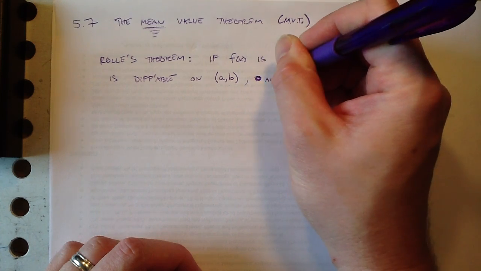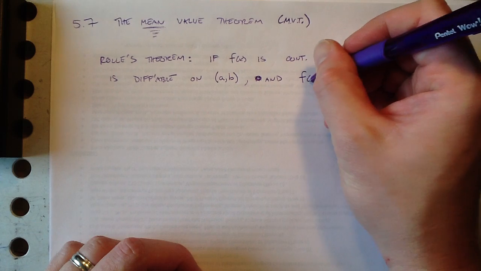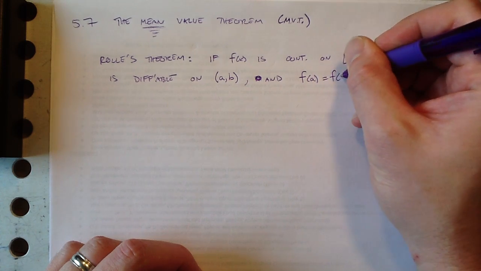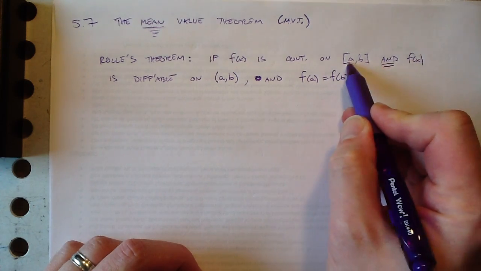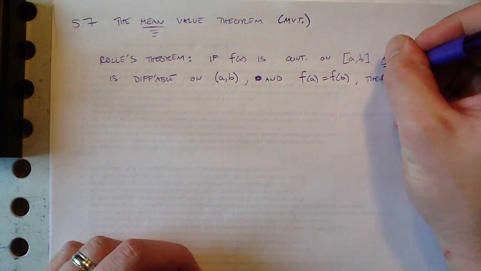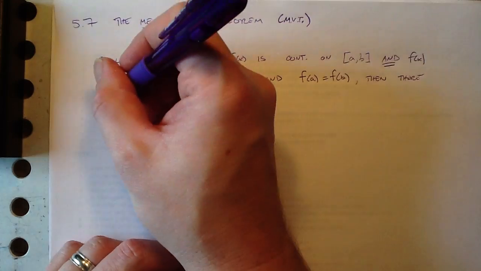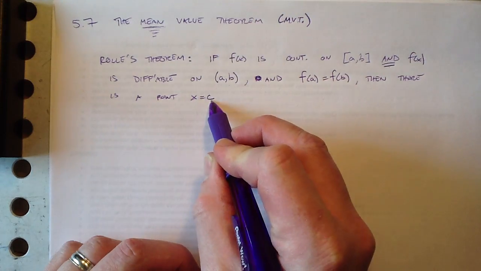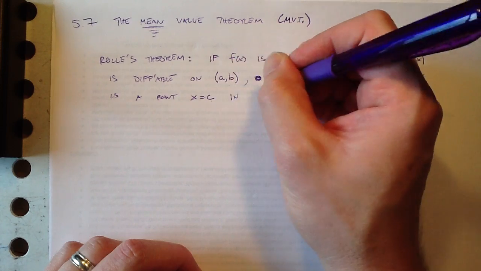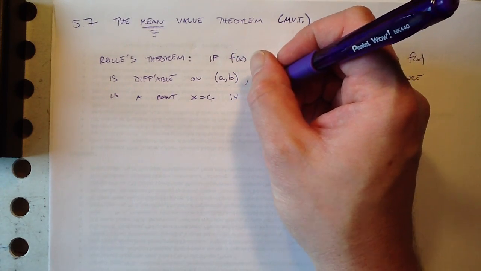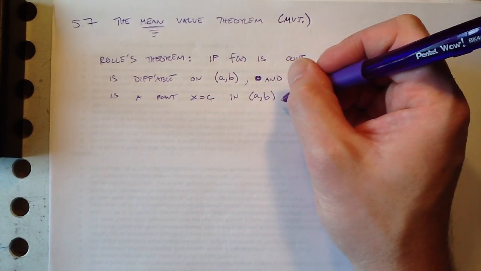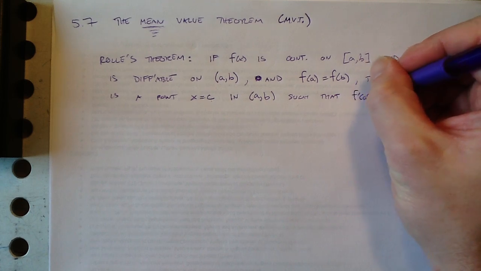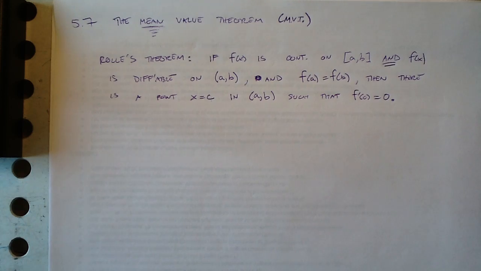And there's one more condition here. For the endpoints, f of a is equal to f of b. In other words, the height of the function is the same at the endpoints. Then there's some value c in that interval such that f prime of c is equal to 0. Okay, that's what it says.